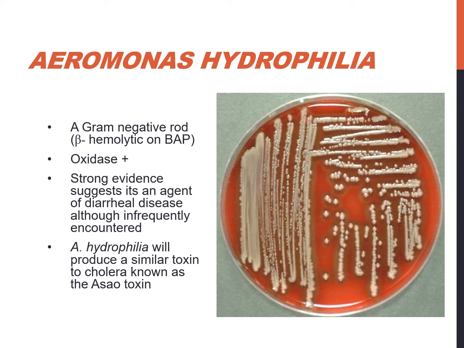Aeromonas hydrophila will produce a toxin known as the aerolysin toxin. Okay, this is an alpha hemolytic toxin that destroys red cells, and this was named after the person who actually discovered the toxin. Aeromonas hydrophila is oxidase positive and catalase positive. It will reduce nitrate to nitrite, and it's negative for lysine, arginine, and ornithine decarboxylase.